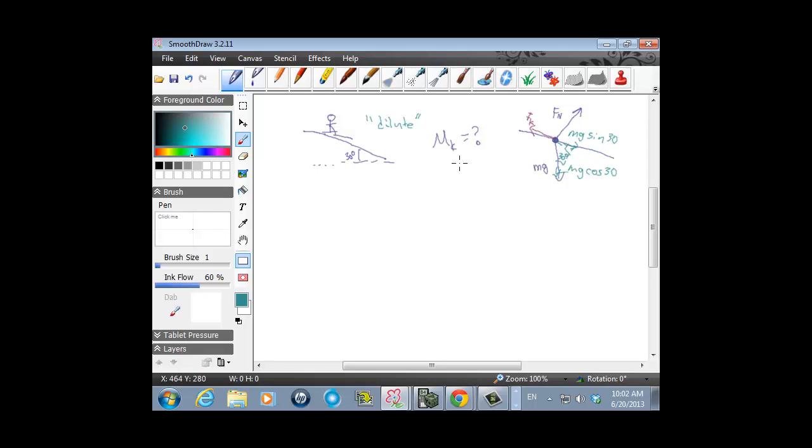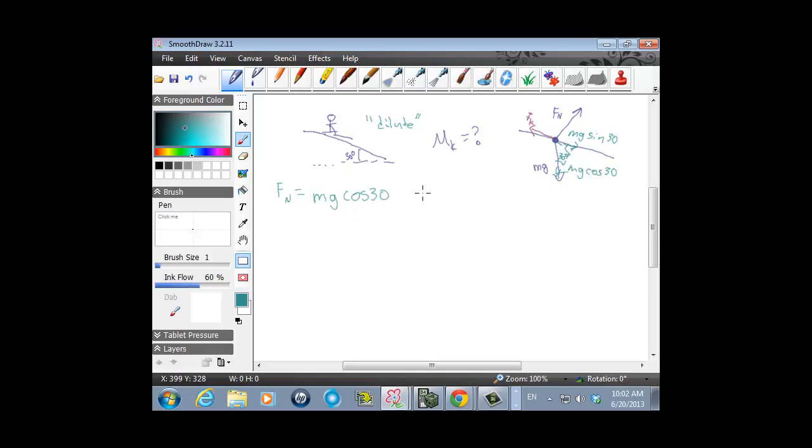Okay, so can we say that we know what the normal force is? It's going to be equal to mg cosine 30, because we only have two forces perpendicular to the plane: the normal force, and the component of gravity that's perpendicular. We have no acceleration perpendicular to our plane. Our skier is going straight down, and so the normal force has to be mg cosine 30.